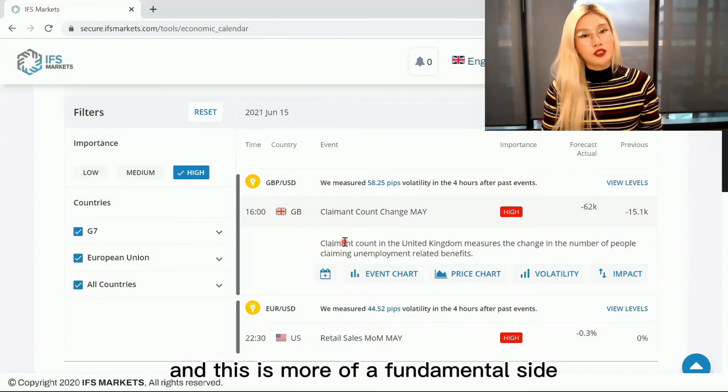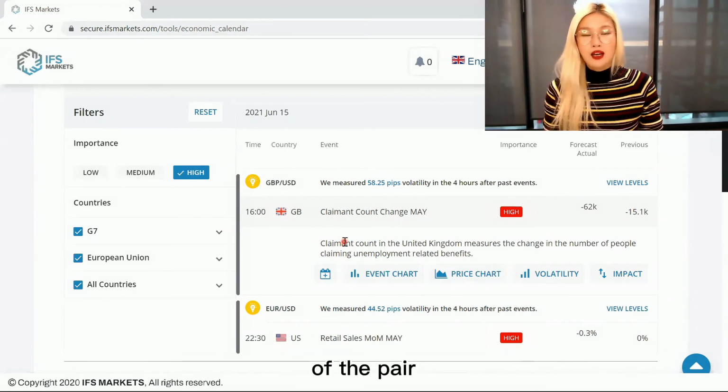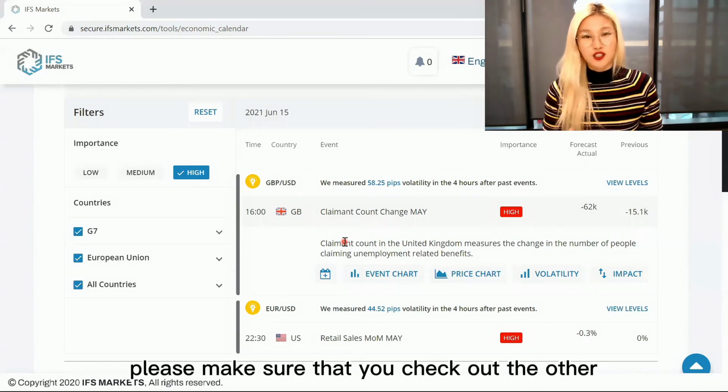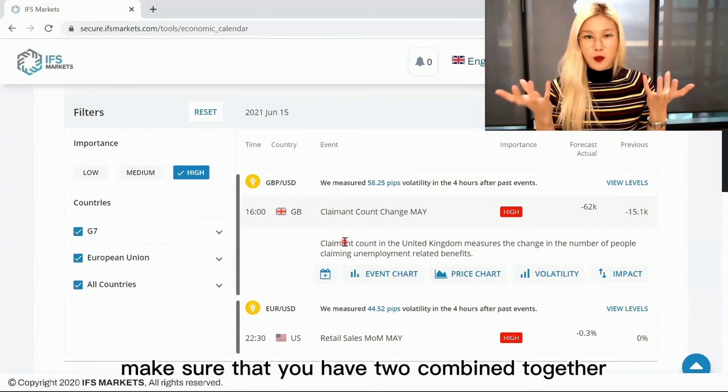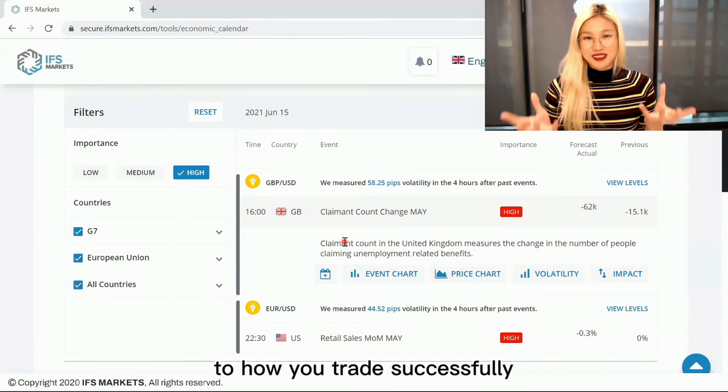And this is more of the fundamental side of the pair. Please make sure that you check out the other video today, which is more on the technical side. Make sure that you have the two combined together to help you trade successfully.